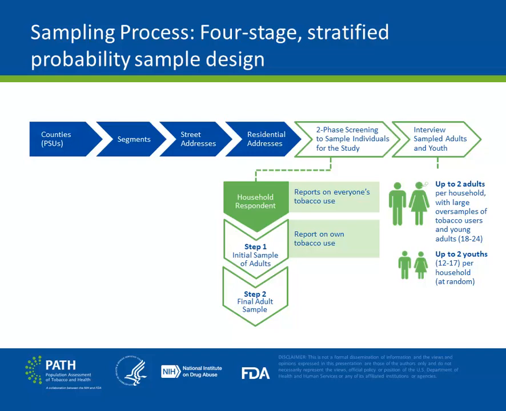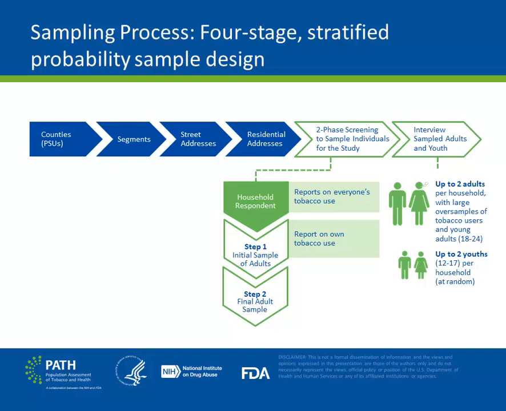Step 1 of the screening procedure selects an initial sample of adults for the household. Step 2 of the screening procedure asks these adults about their own tobacco use. The final sample of up to 2 adults per household was selected. The final adult sample oversamples tobacco users, African Americans, and young adults.